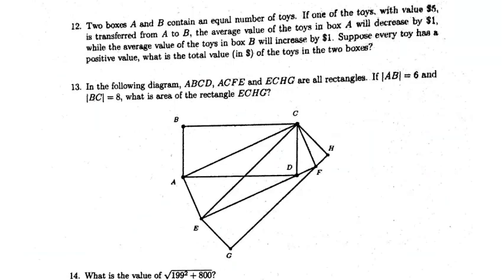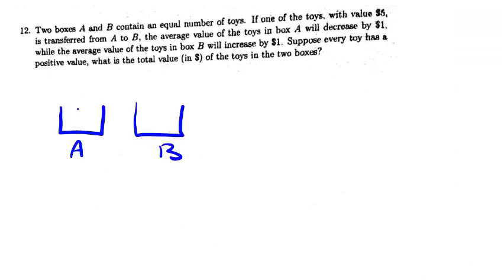SMO 2019 Junior Section First Round Problem number 12. Two boxes A and B contain an equal number of toys. If one of the toys with value $5 is transferred from A to B, the average. So let me show you this. So here, suppose we have A, we have B. The value here is VA, the value here is VB. Now one toy with value $5 is transferred from A to B.